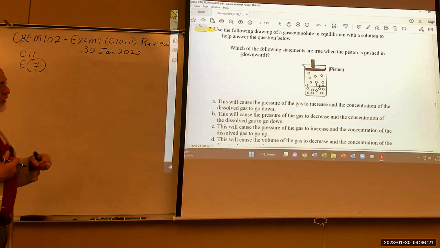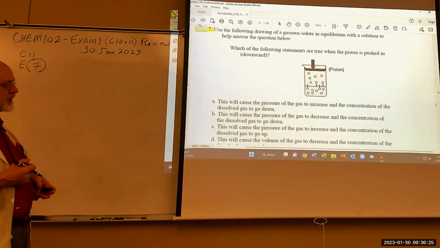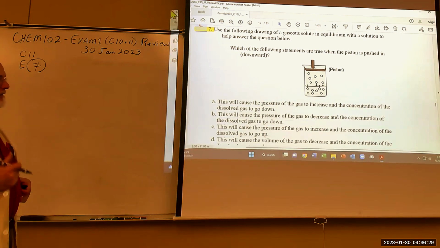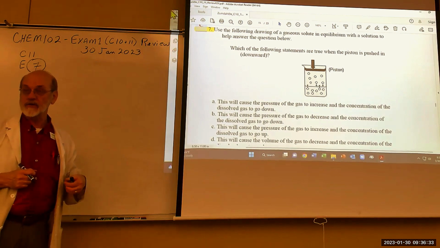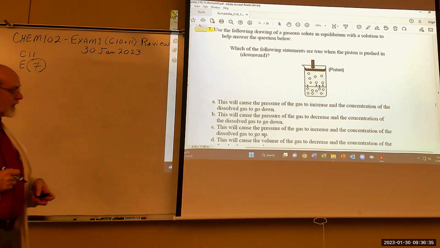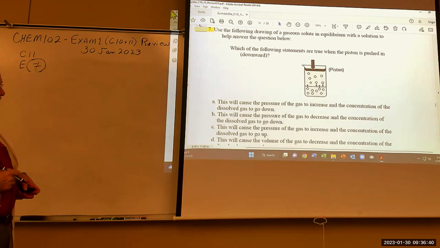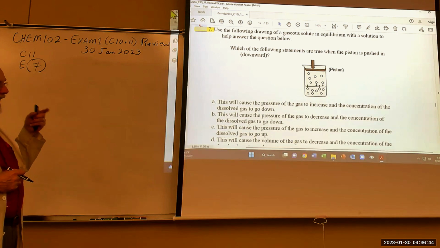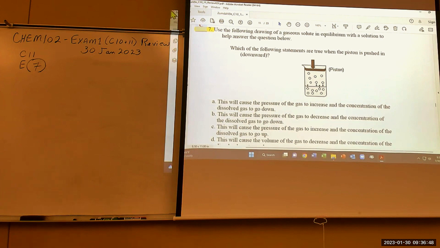Okay. So with that in mind, what will happen? This will cause the pressure of the gas to increase and the concentration of the dissolved gas to go down. Nope, just the opposite. Dissolved concentration goes up. This will cause the pressure of the gas to decrease. No, it won't. This will cause the pressure of the gas to increase. Yes, this is C. And the concentration of the dissolved gas to go up. That's it. We found our answer.